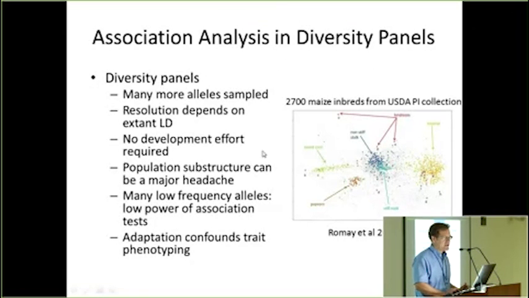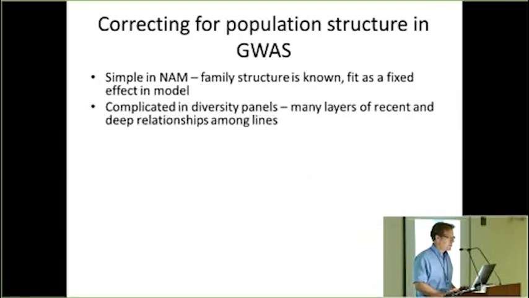This is a sample of all the inbred lines in the USDA seed bank, and this is just two principal components. You can see clear subgroups, but you have all this stuff that's kind of intermixed, and you don't know what to call it. Is it stiff stalk? Is it non-stiff stalk? And it's mixed with tropical, and that sort of thing. It's very, very deep layers of relationships.